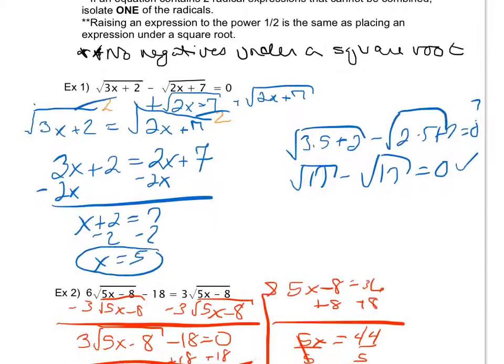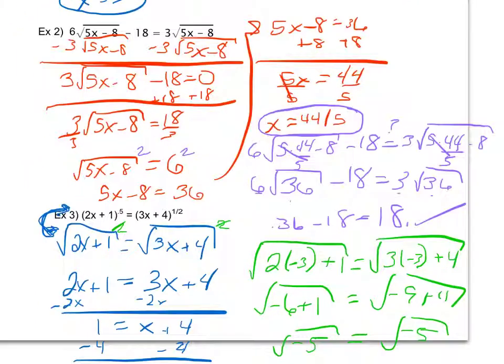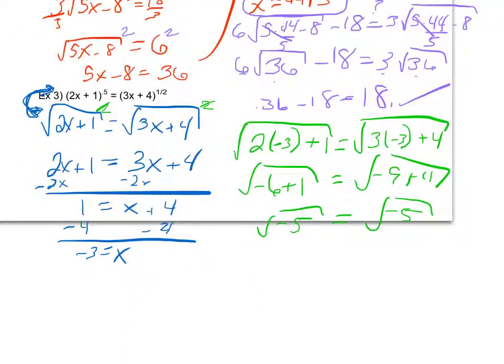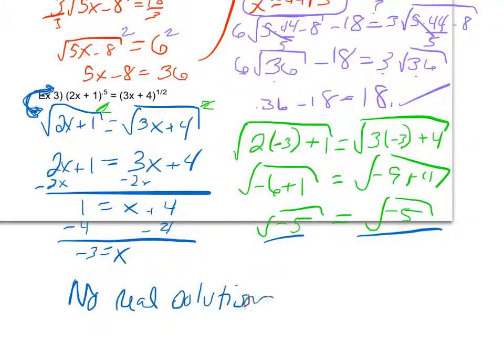What happens is that gives me imaginary numbers. We're going to start talking about imaginary numbers in our next unit. So for right now, all I'm going to say is because negative 3 gave me an imaginary solution, that's going to be extraneous, and I'm going to have no real solutions, or no solutions.